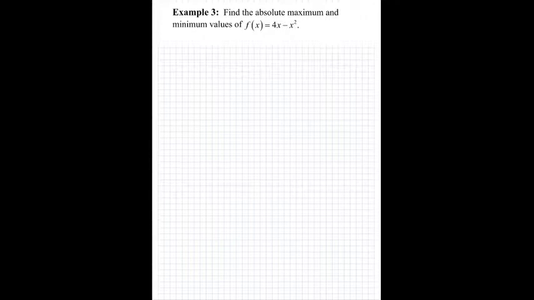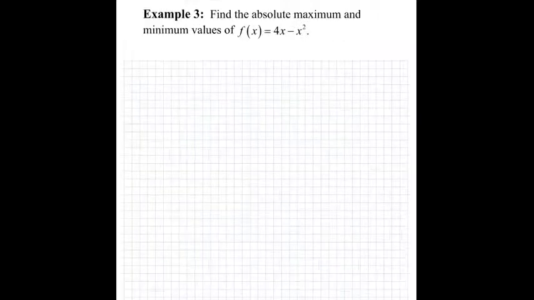All right. Find the absolute max and min values. So now this is over the entire domain, right? Before we were given a closed interval where we could test the endpoints. So now we want to find the absolute max and min considering the entire domain. This should be a parabola that opens downward, right? So we should have an absolute max and no min.